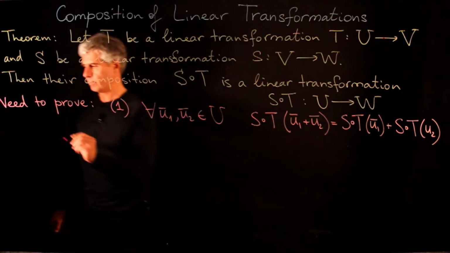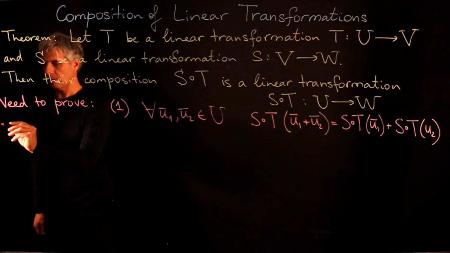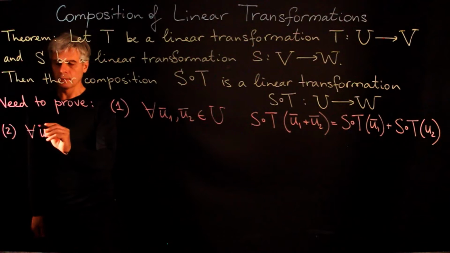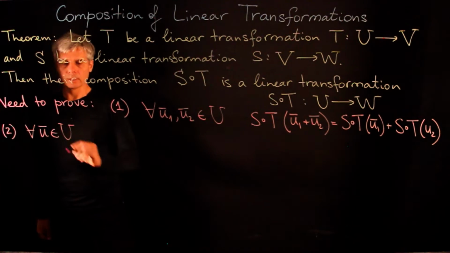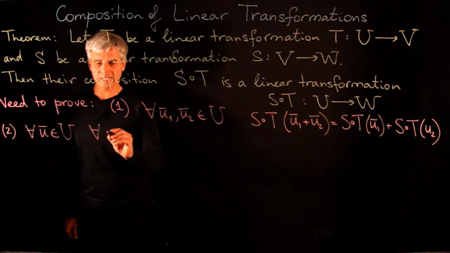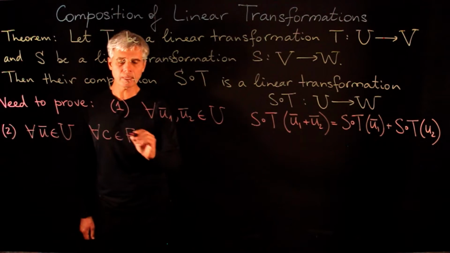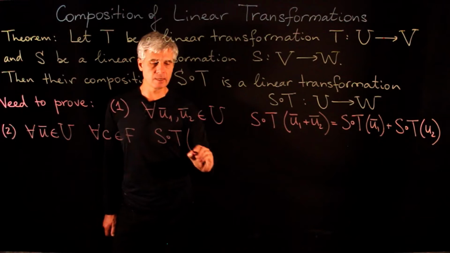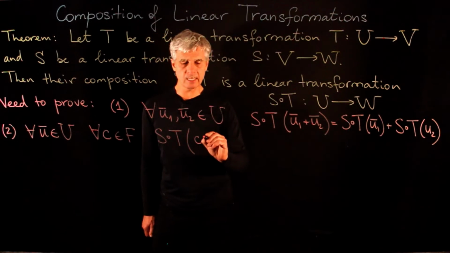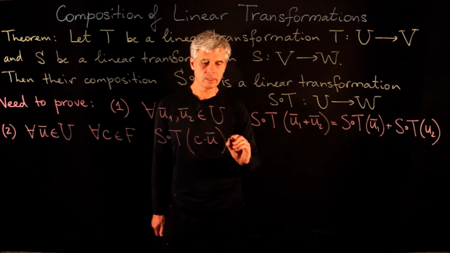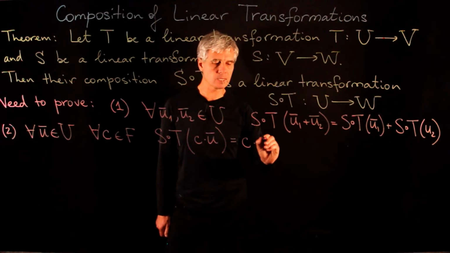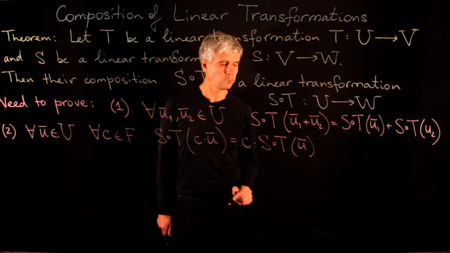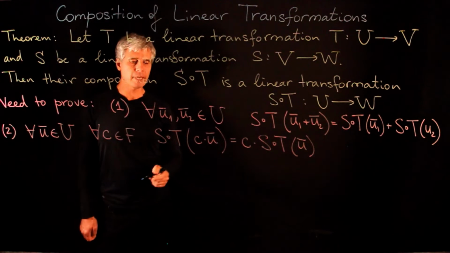And the second thing is that for all vectors u in the space U and for all scalars C in our field, the composition S composed with T applied to C times u is equal to C times the composition of S with T applied to u. Now let us prove the first claim.